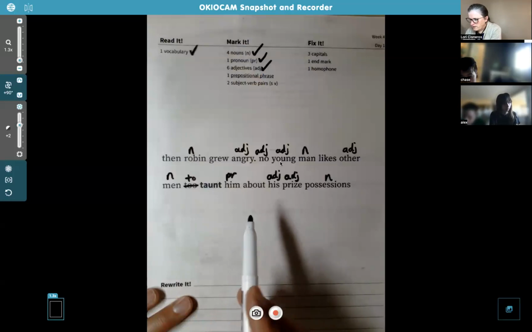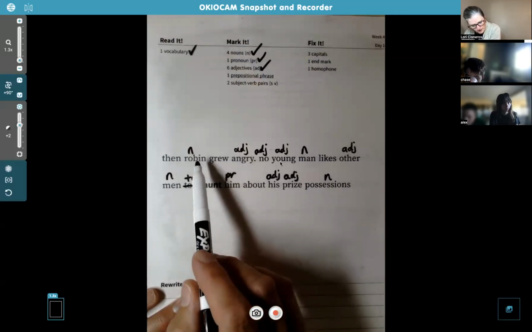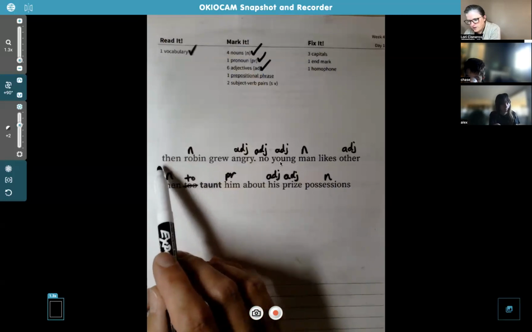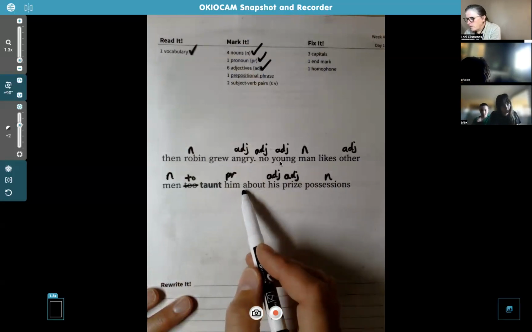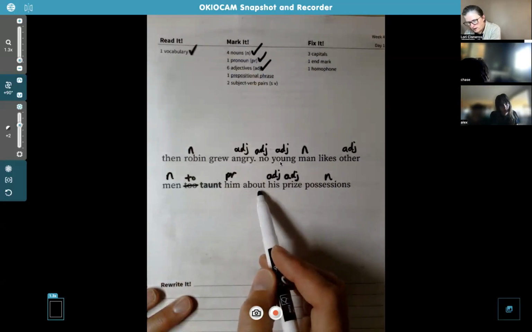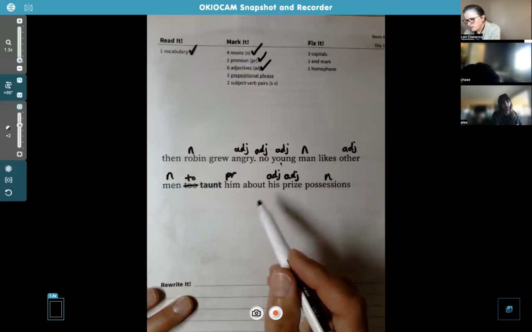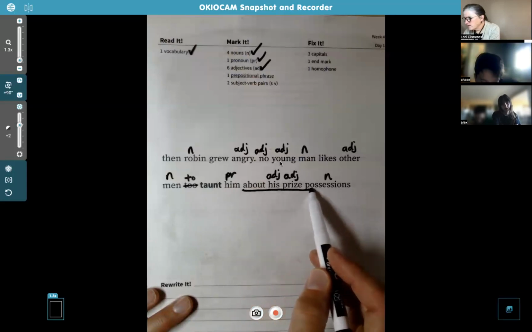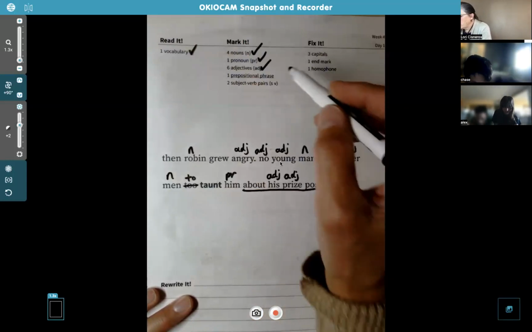Likes, that actually is a verb, and grew is a verb. And then is not a preposition. So that leaves about. So check on your preposition list and see if you see the word about. You see it there? Okay. So about is the preposition, and it ends on a noun. So what is the whole phrase? About his prized possessions. Yes. So underline that part of the sentence. Good. About his prized possessions.